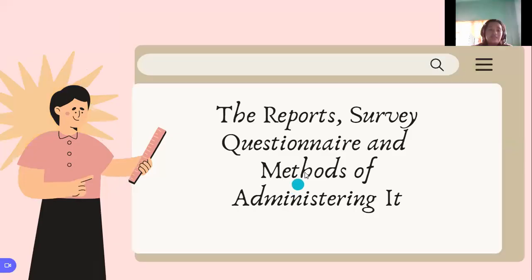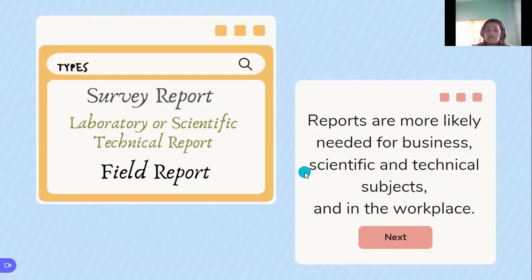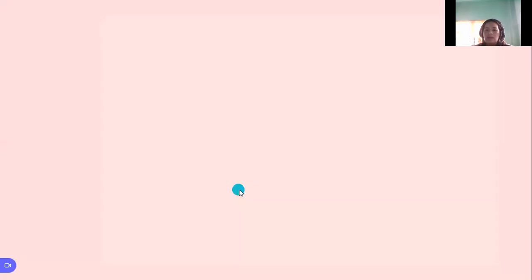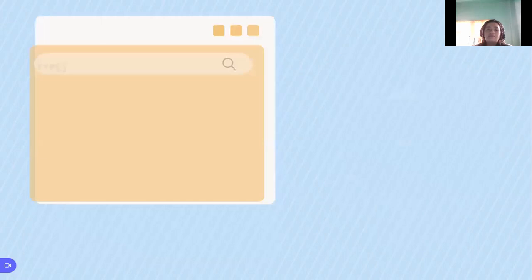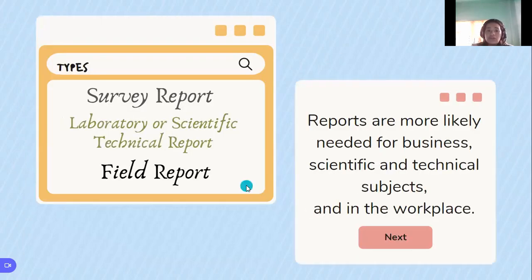Okay, now the lesson is the reports, survey questionnaire, and methods of administering it. So these are the things that we are going to learn for today. Right. Now, the types of reports are survey report, laboratory or scientific technical report, and field report.